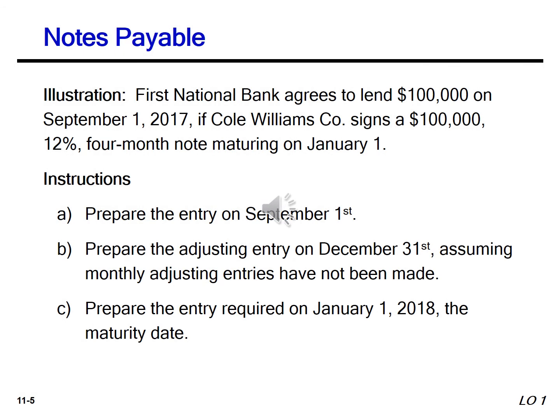Quick illustration. First National Bank agrees to lend $100,000 on September 1st, 2017. Cole Williams Company signs a $100,000 12% 4-month note maturing on January 1st. A, prepare the entry on September 1st. B, prepare the adjusting entry on December 31st, assuming monthly adjusting entries have not been made. And C, prepare the entry required on January 1st, 2018, which is the maturity date.